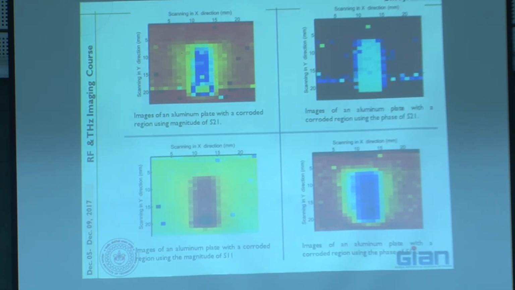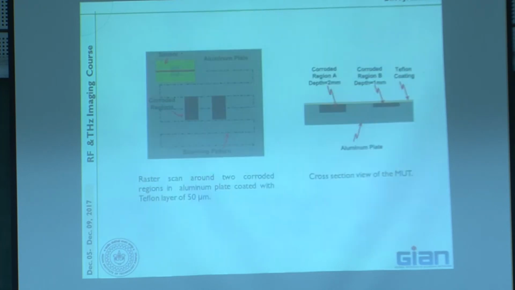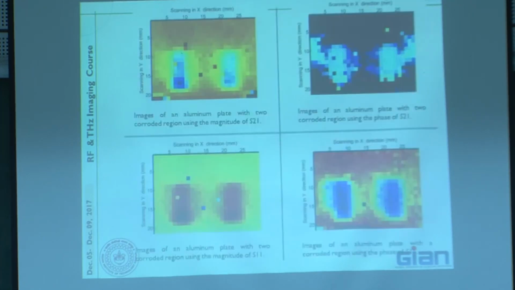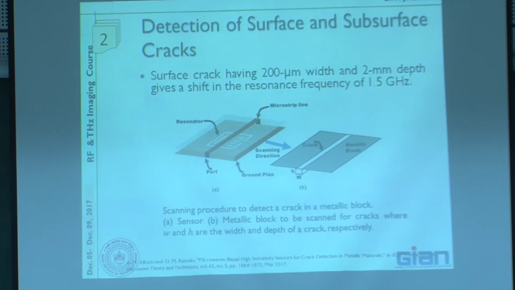So this is just a very simple scheme to show that you can actually obtain the defect inside a structure using these SRR-based sensors. This is again the same thing, where you then have what you call cracks. For example, let's say this is a crack inside this metallic block, hidden, and you don't know where the crack is. You use the resonator, scan the whole area, and then plot this.